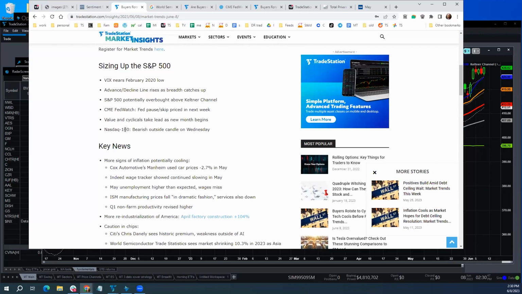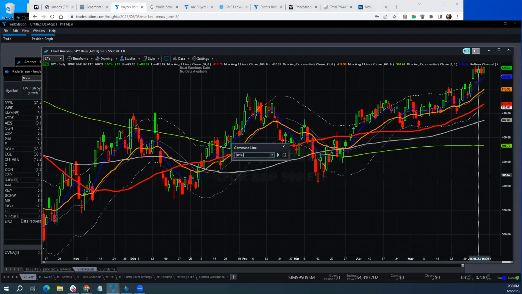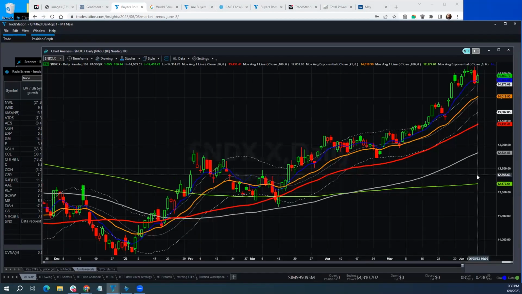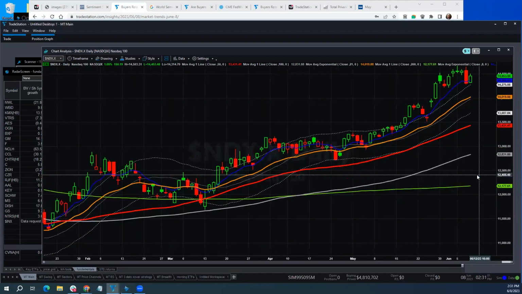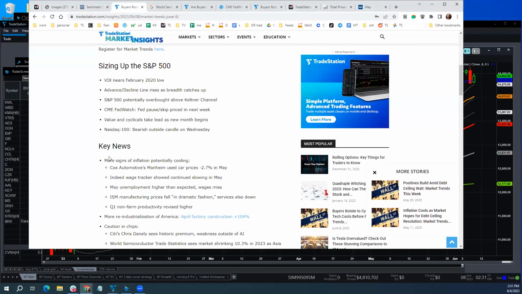We also had a bearish outside candle on the NASDAQ, but honestly, it was probably just overbought. This is what I mean: when the market gets more bullish, you have to be careful with making too much of any individual signal. It's interesting to look at something like the NASDAQ, which had simply gotten overbought.